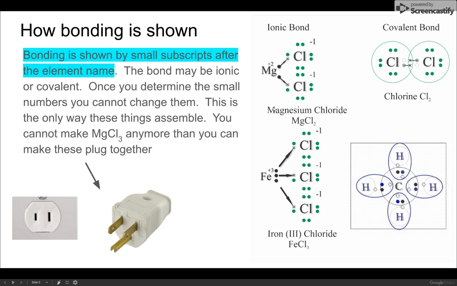We just got to get clear about what bonding is. Bonding is a welding together of atoms through either a donation bond, ionic, or a covalent bond, sharing. The valence shells determine this. You don't get to decide to make MgCl3 any more than you could decide to plug this into there. It can't be done. So step one, you get your formulas. You cannot construct MgCl3. You are forced to construct MgCl2.